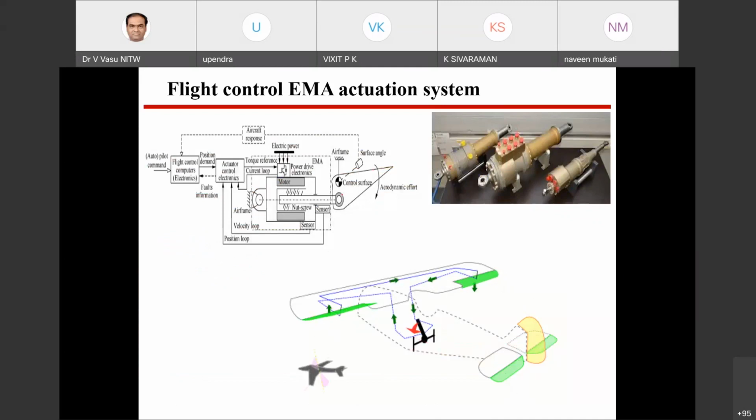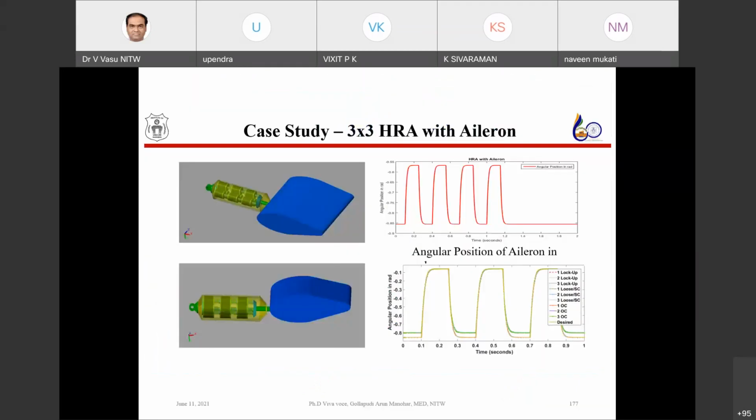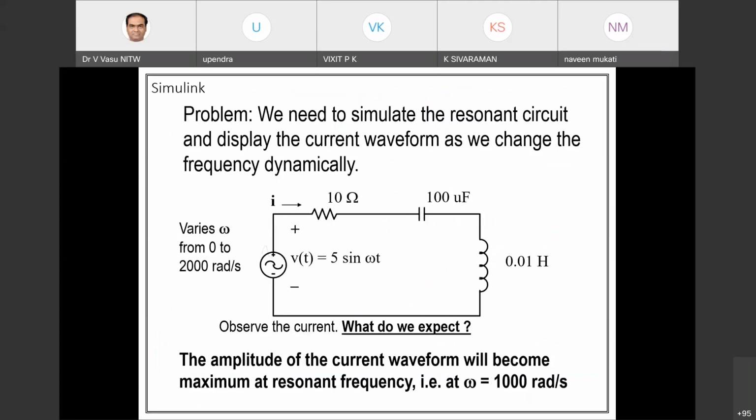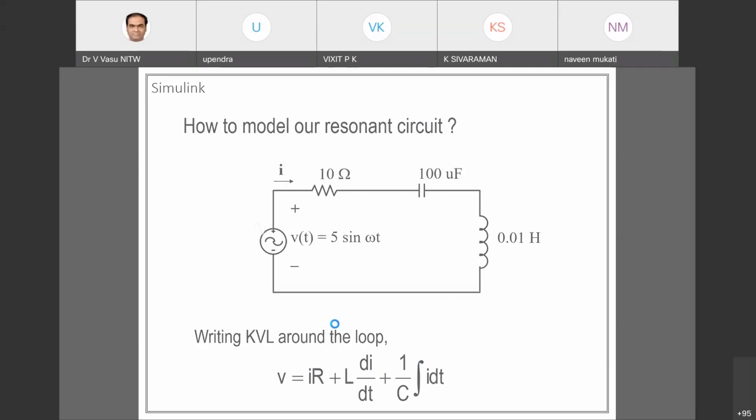So this is how the actual redundant actuators look, and these types of redundant actuators are kept in different positions of the aircraft. These are the different flights which we have, so that the flight movement cannot be destroyed. So this is how you can make the model.